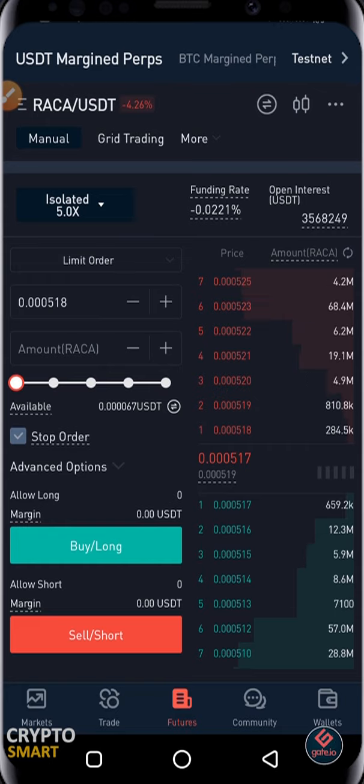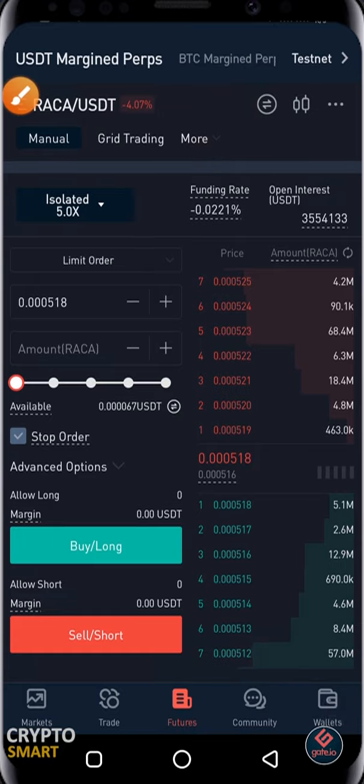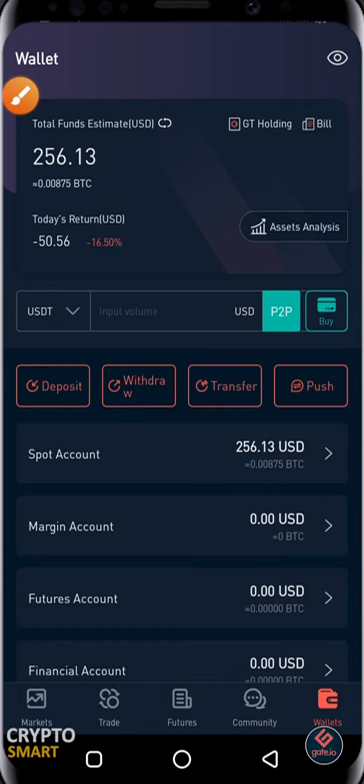Now, the first thing you have to do when you get to this place is to transfer funds to your futures account. Remember, the funds in your spot account are different from the funds in your futures account. In fact, they are separated entirely. So what you need to do is to click here, or you come down to wallets and click on transfer.